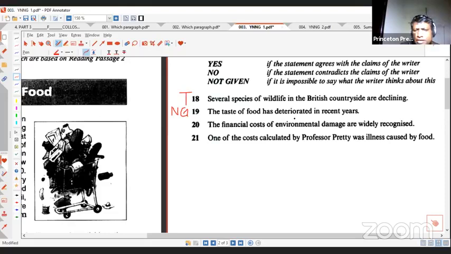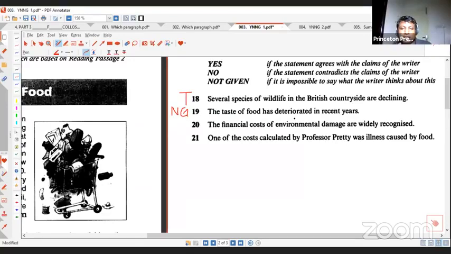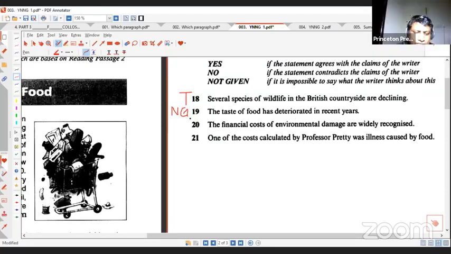I think it has deteriorated. Taste, sir, I don't think so. No, we are talking about the taste. It's not about when we make the food. The quality of food has increased, but the taste of food has deteriorated. It's not about fruits, it's not about vegetables. It's about the taste. Okay, so it's as a whole. Okay, fine, I understand what you mean. So I believe it's not given.